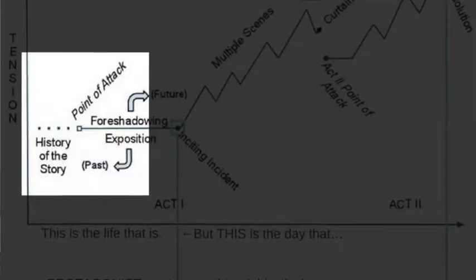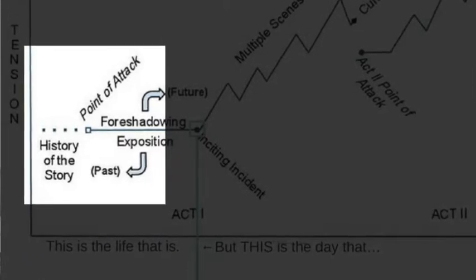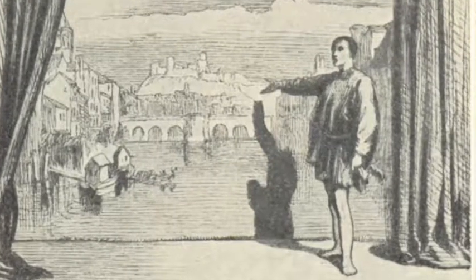The very first scene of a play is the point of attack. This is where the plot starts. But the story may go back much further. Let's take Romeo and Juliet as an example. It opens with a guy coming out and giving a prologue. He tells us that the Capulets and the Montagues have been fighting for generations.